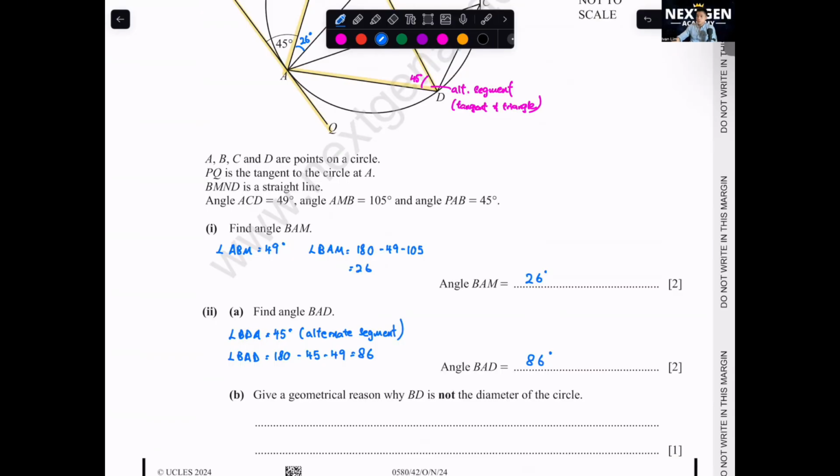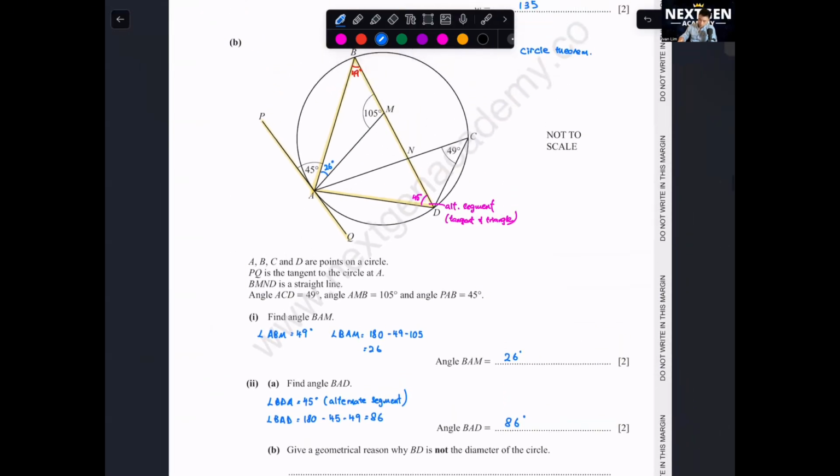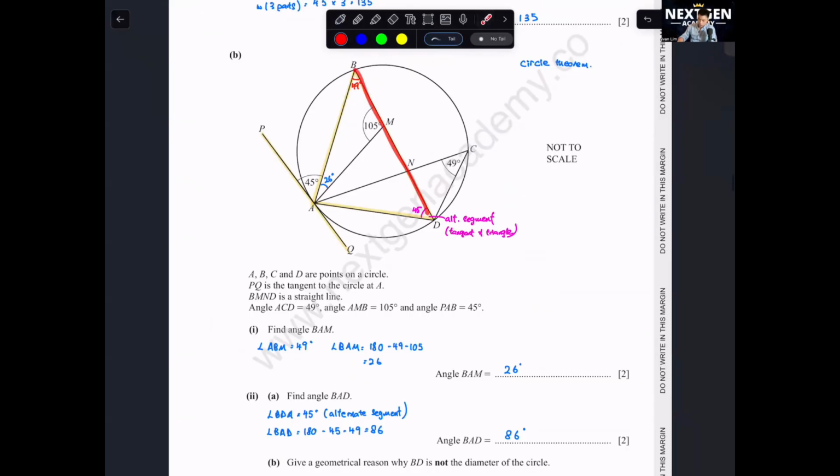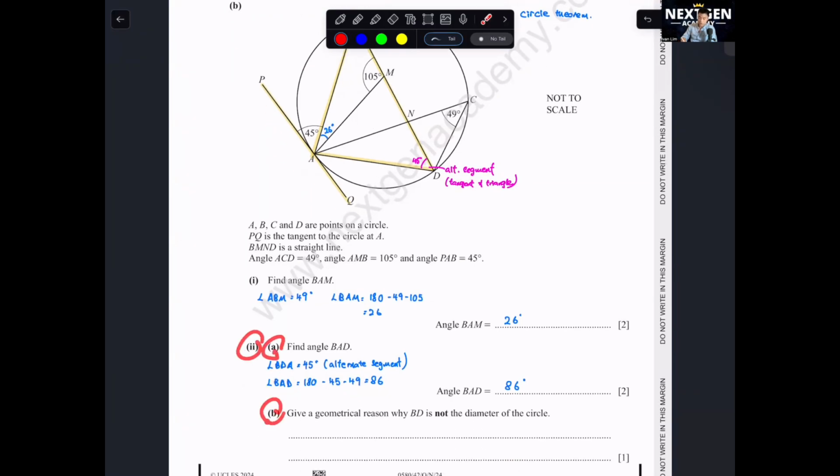Okay, question B. Give a geometrical reason why BD is not the diameter of the circle. Okay, why is this not the diameter? Okay, so since this is a circle theorem question, you need to try to relate it to circle theorem. Okay, what's the reason? So you refer to the previous one, and you all see also this is the same question. So most likely it will be linked with each other.